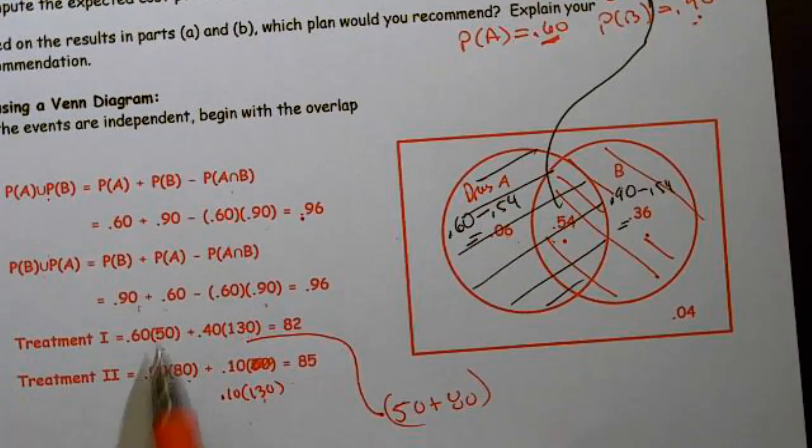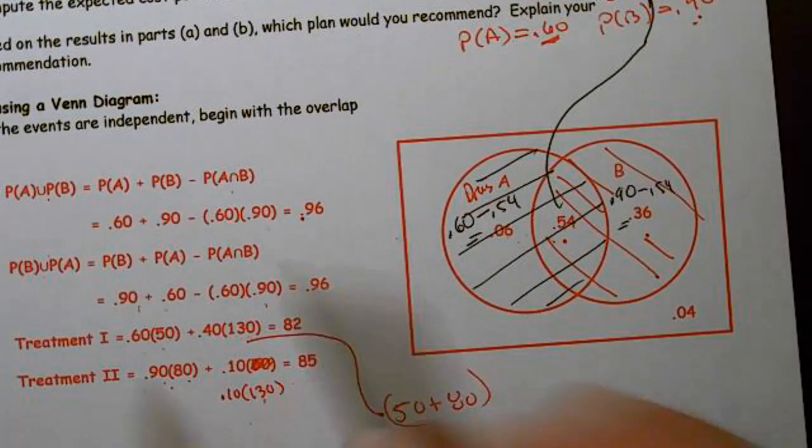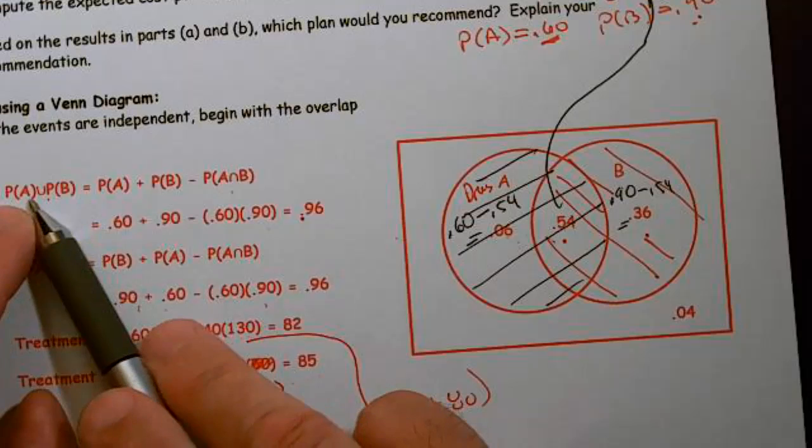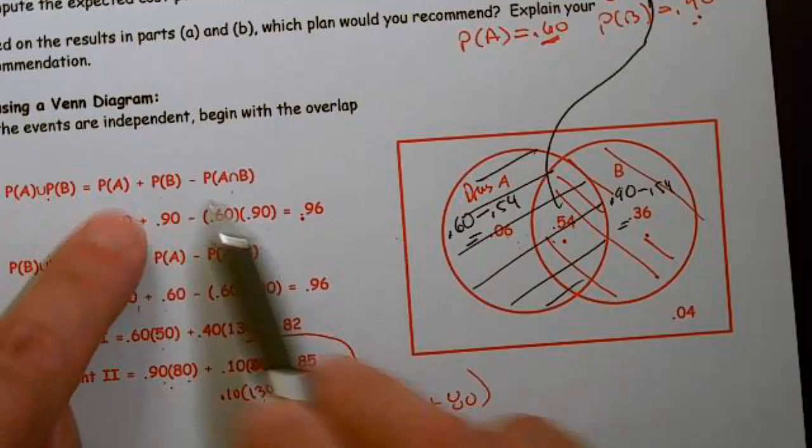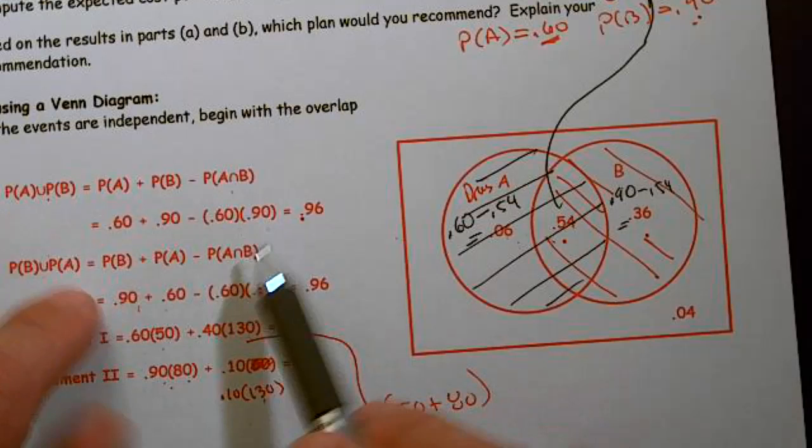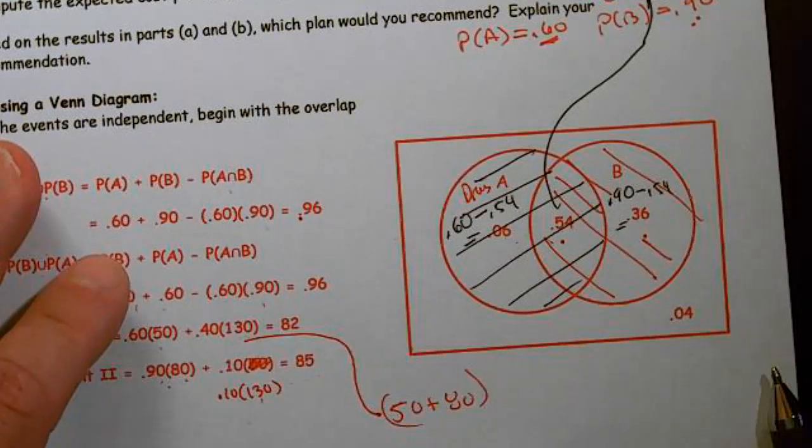However, because of the initial cost differences, treatment one ends up being cheaper. Gives you the same answer. You don't need to know how to do it both ways, but I wanted to show you that you could solve that problem using a Venn diagram and classical probability. Once again, A union B, drug A plus drug B minus the overlap gave us the cure rate. Okay, all righty. Thank you for that.